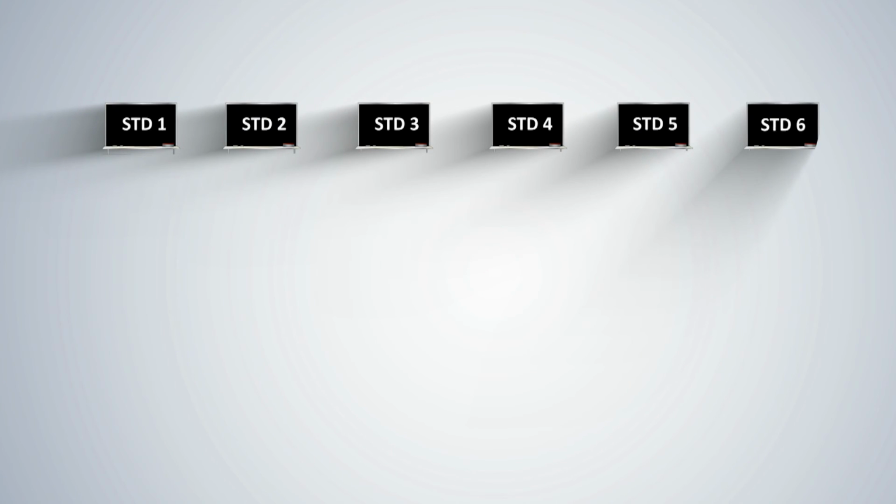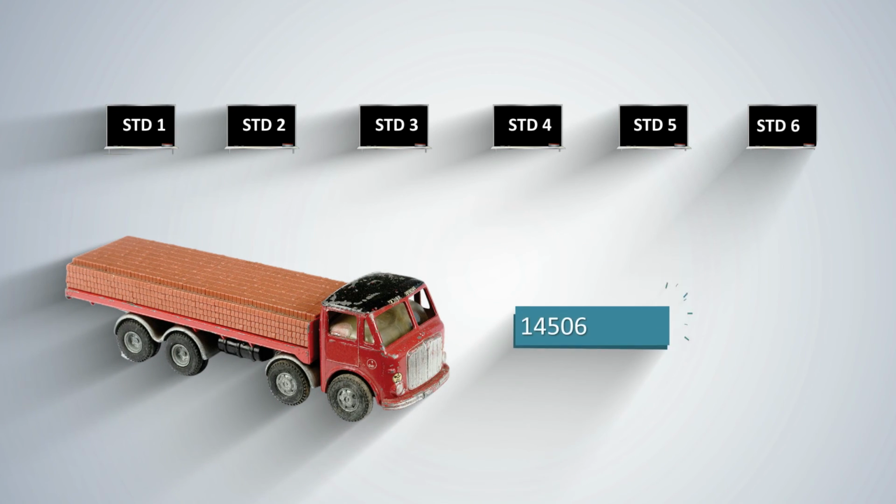Here is another instance where division rules are useful. A school with 6 classrooms orders bricks. One truckload arrives with 14,506 bricks. How many bricks will be available for each classroom? Will any bricks be remaining?